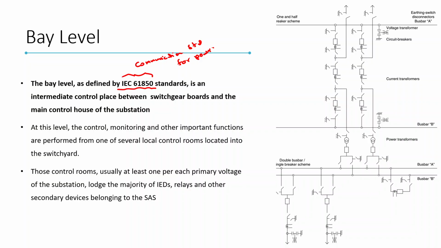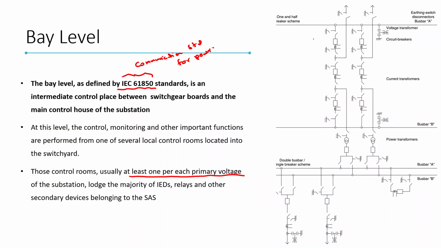At this level, the control, monitoring, and other important functions are performed from one of several local control rooms, located inside the switchyard. As I said earlier, you can identify the bays in the substation. If you identify the bays, all the equipment in that bay should be in a single voltage unit. So you can identify these local control rooms at least one per each primary voltage.